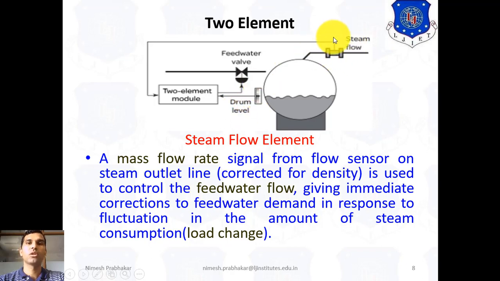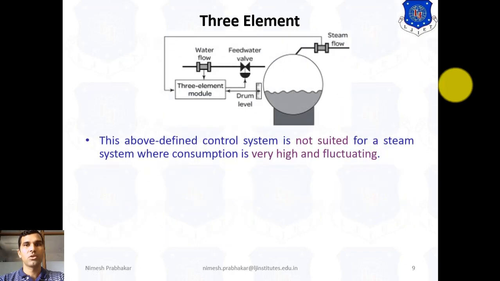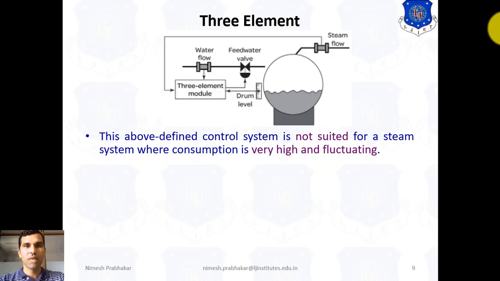So here both are calculated, and according to this two element level module, it opens or closes the feed water valve. Now, three element control system. The above control system is not suited for a steam system where consumption is very high and fluctuating. So this is the limitation of the single element and two element system.